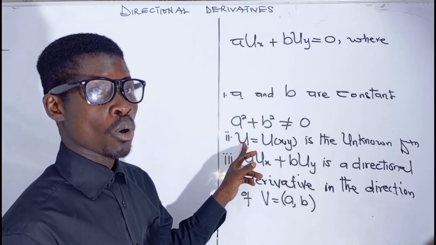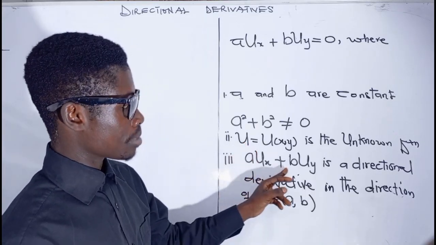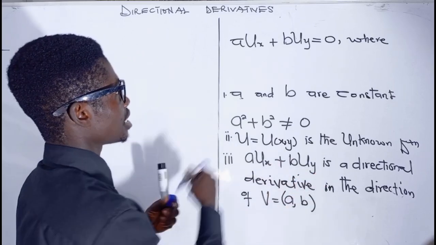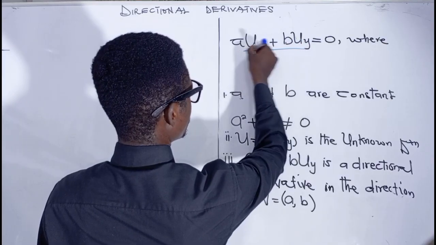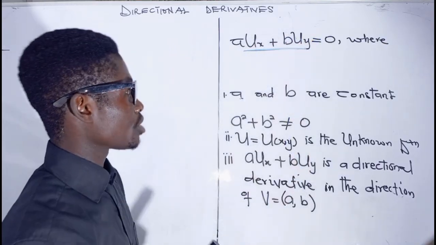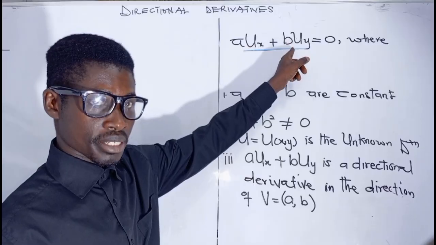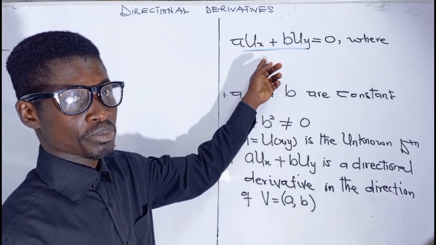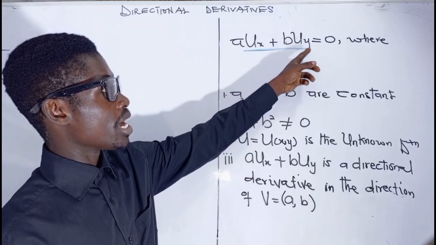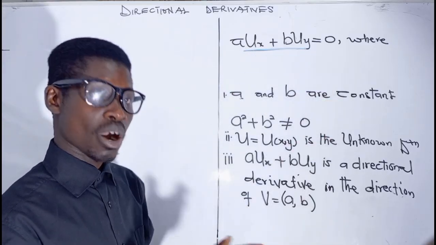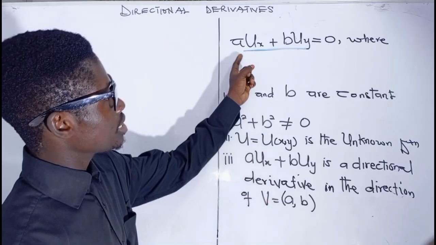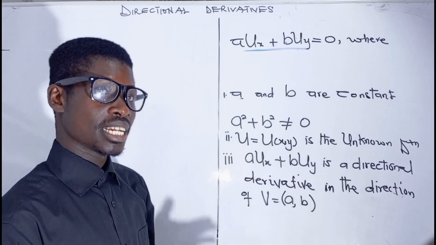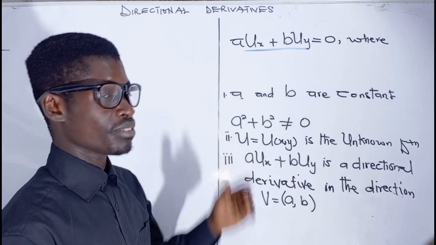Now u is our unknown function. And then a u_x + b u_y is the directional derivative. So this part is called the directional derivative, and it moves in the direction of the vector (a, b). So in today's lesson, we'll be looking at a PDE of this form: a u_x + b u_y = 0, where a and b are constants. And the quantity a u_x + b u_y is the directional derivative. Now let's look at examples of PDEs of this very form.